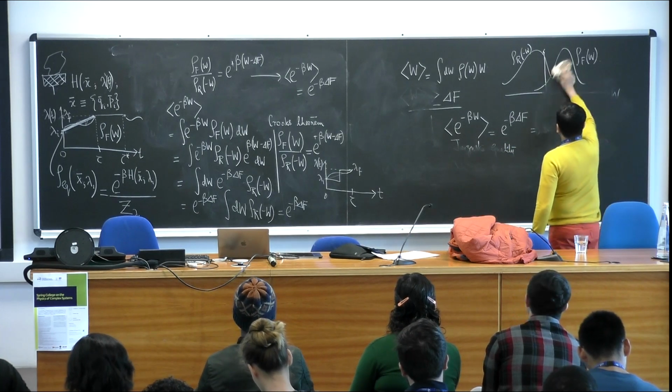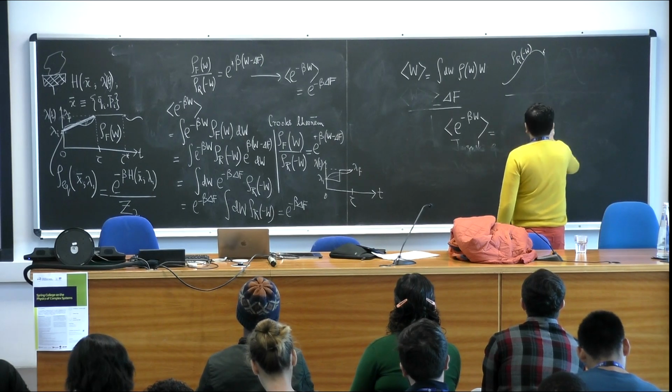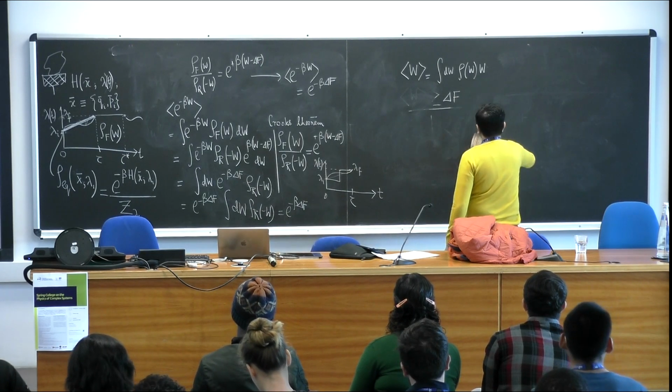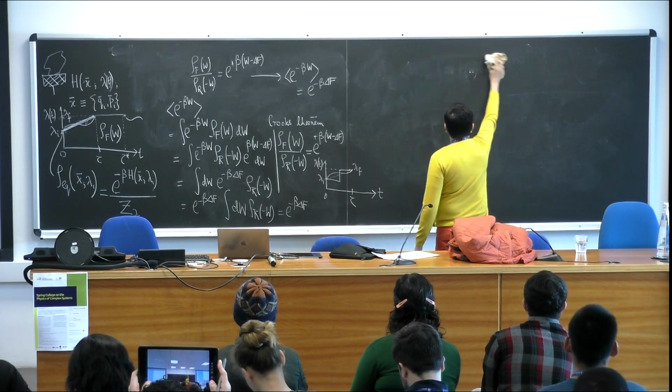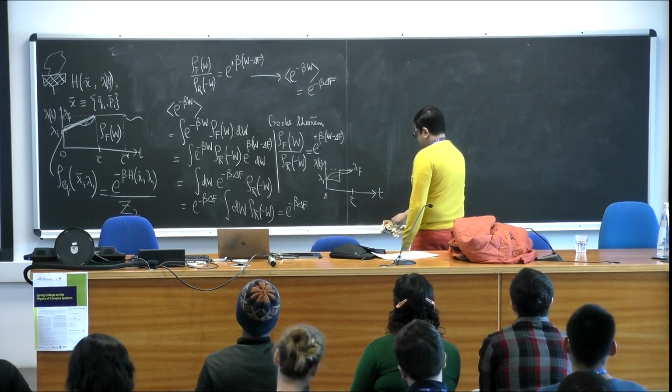So now I will show you what happens when the system doesn't have an equilibrium stationary state. Instead, it has a non-equilibrium stationary state, as happens with the Kuramoto model when you have the frequencies different from 0.